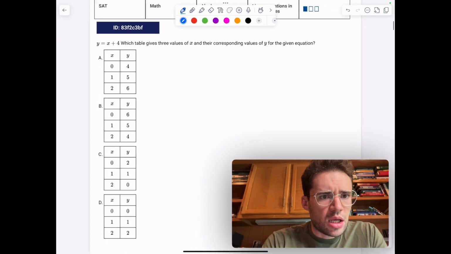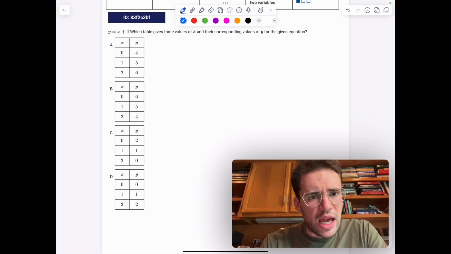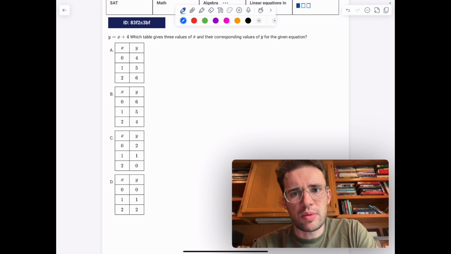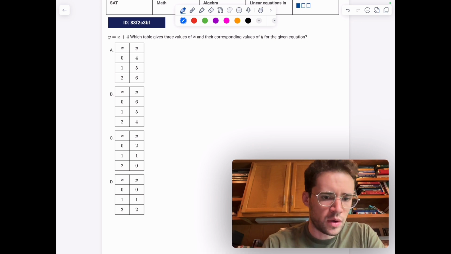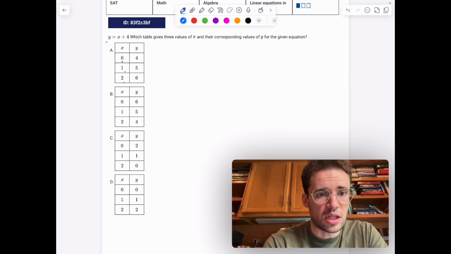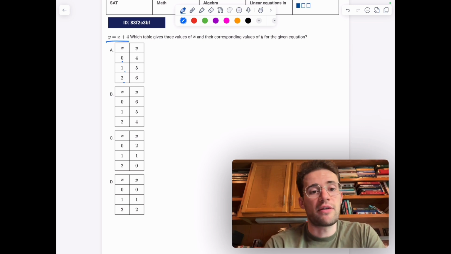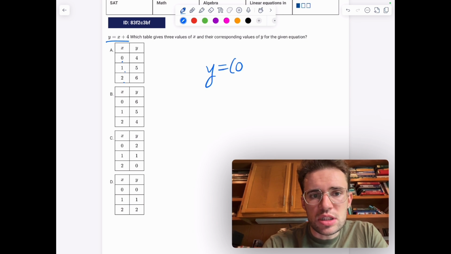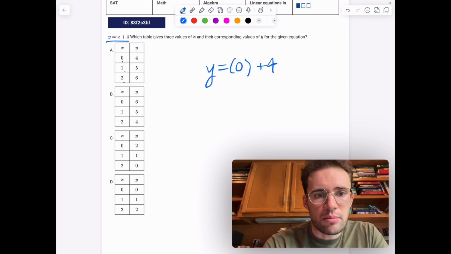Here we've got some tables. Y equals x plus 4. Which table gives 3 values of x and their corresponding values of y in the given equation? All right, so what's nice is they all are 0, 1, and 2. So we can just figure out, using this equation, what the outputs would be if your input were 0, 1, and 2. So we could do y equals 0 plus 4. You're just substituting the input, the x value, in for the x. So put it right here.